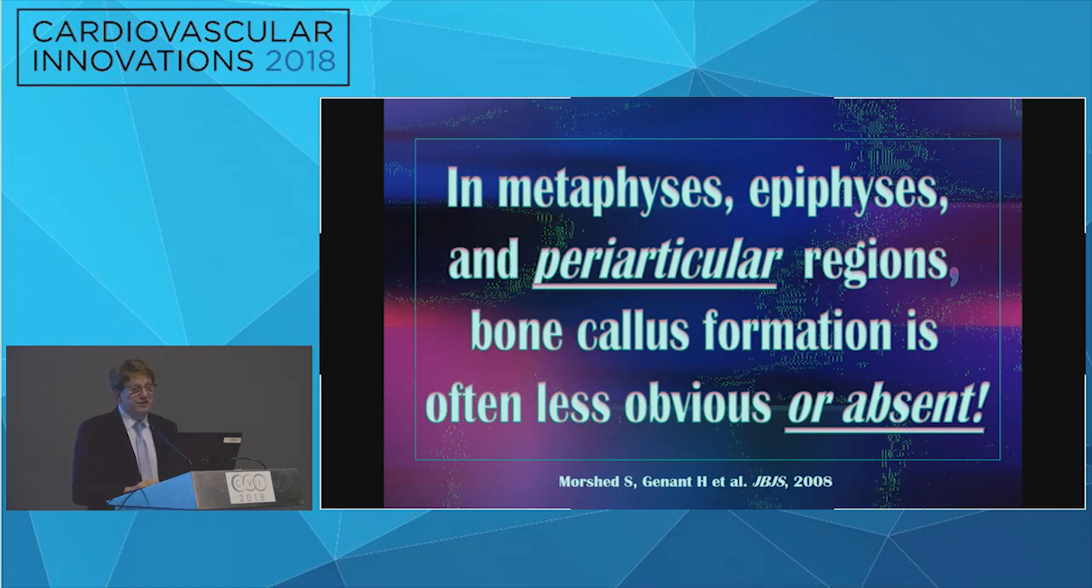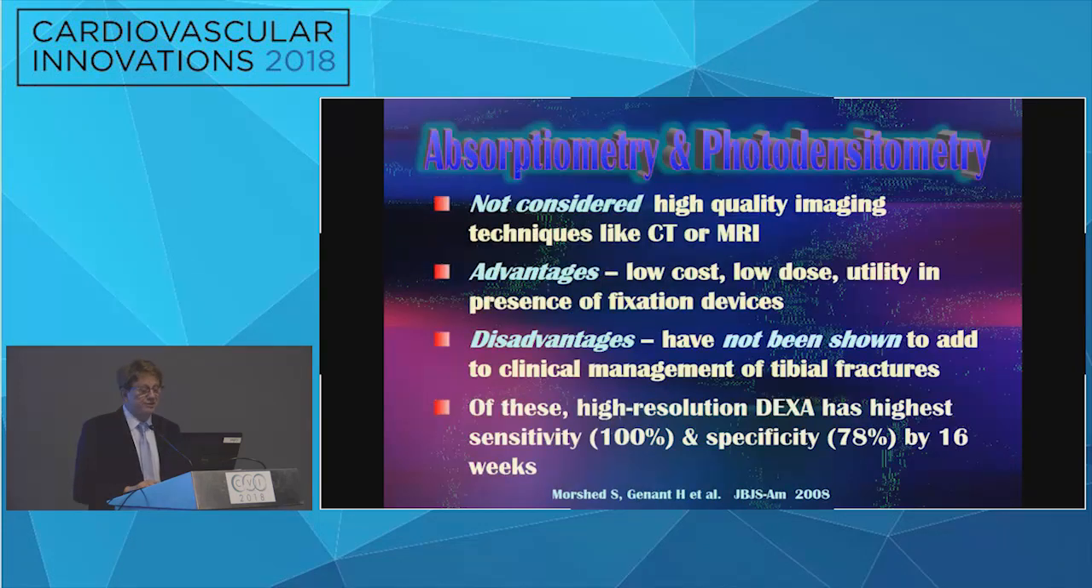So once again, the key message I'm going to get across is that if you're looking at periarticular areas in Charcot neuroosteoarthropathy, it's a joint problem first and foremost. We're going to be dealing with periarticular areas. Bone callus formation is either absent or considerably less obvious. So what are the other options moving away from radiography? Well, there's absorptiometry and photodensitometry.